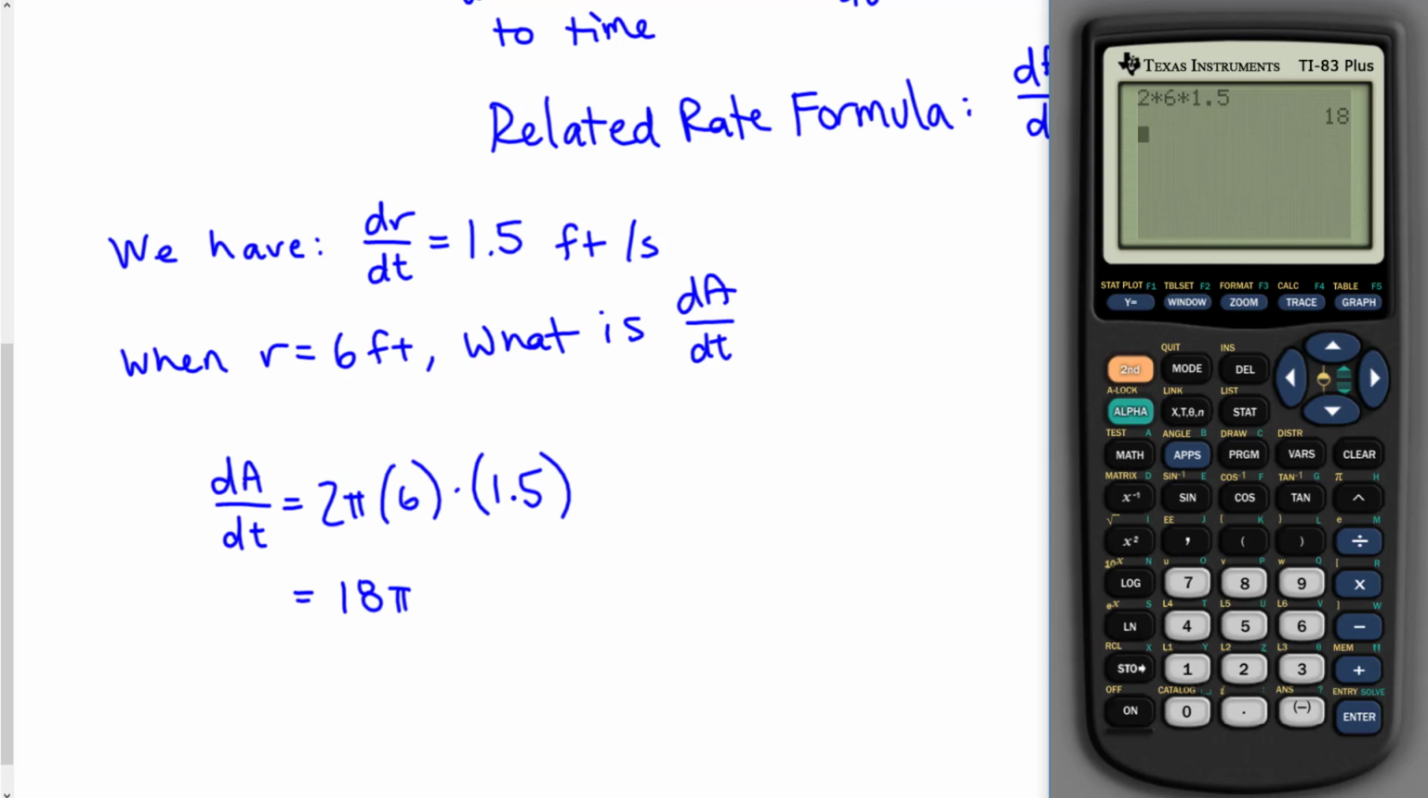But then approximate that, so take 18 times the value of pi. So 56.5, I'll just take it to one decimal. So approximately 56.5. The units on here just follow the units of measure that were given previously in the problem. So this is an area, and area is measured in square units. So this would be square feet per second.